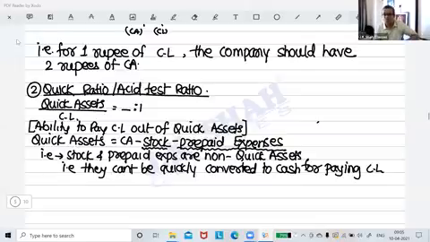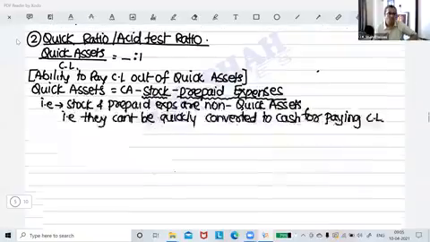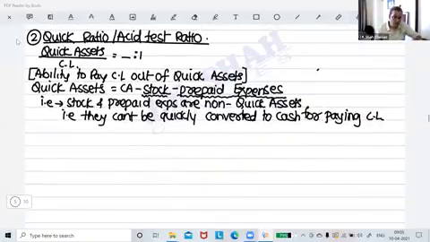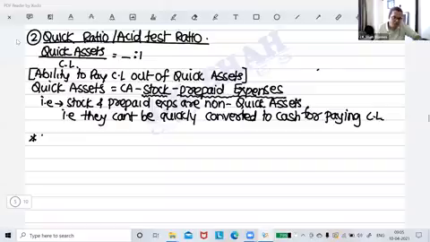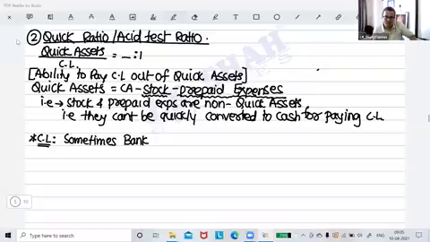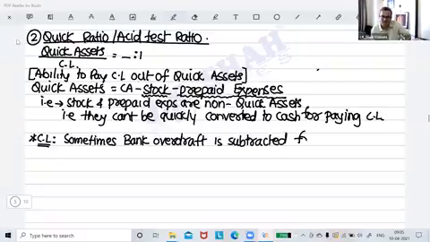Yeah. So, okay, here I would always like this for current liabilities. Sometimes bank overdraft is subtracted from current liabilities. Now, please write that. Sometimes what, bank overdraft is subtracted from what? Current liabilities.